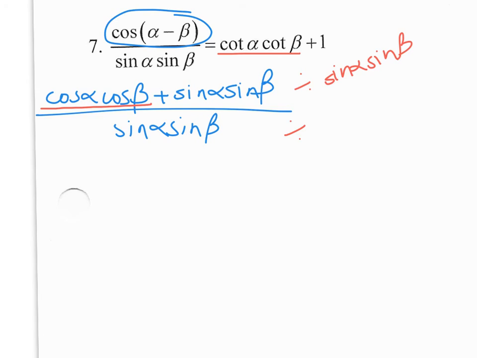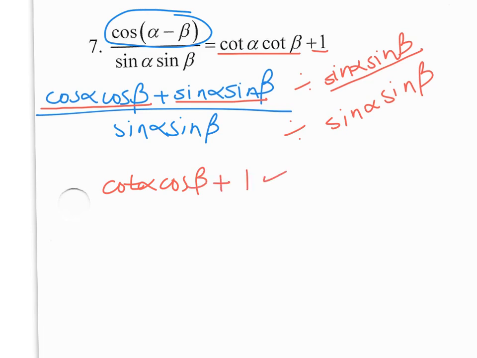Then if I take the second piece, sine alpha sine beta divided by itself, I get the 1 that I need. And whatever I do to the top, I have to do to the bottom, so look what happens. The bottom goes away completely, because sines over sines are just 1s. It's a little messy to write it like this, but in one swoop I get the answer: cotan alpha cotan beta plus 1. Got it.